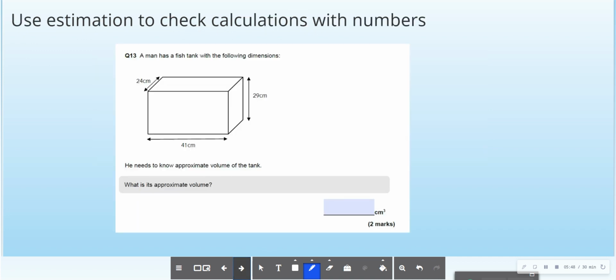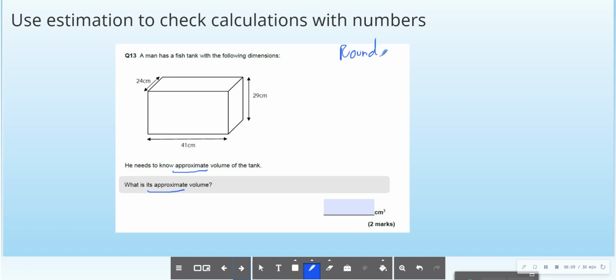So estimation to check calculations with numbers. So there's 2 times you might see this. There might be a question in the exam that just says, use estimation to check your answer. Okay, all you want to do is a very simple thing we're doing here. We look at the numbers, and again, we're seeing this word approximate here. If you see the word approximate or estimate, we're going to be doing this thing. We're going to be rounding the numbers.